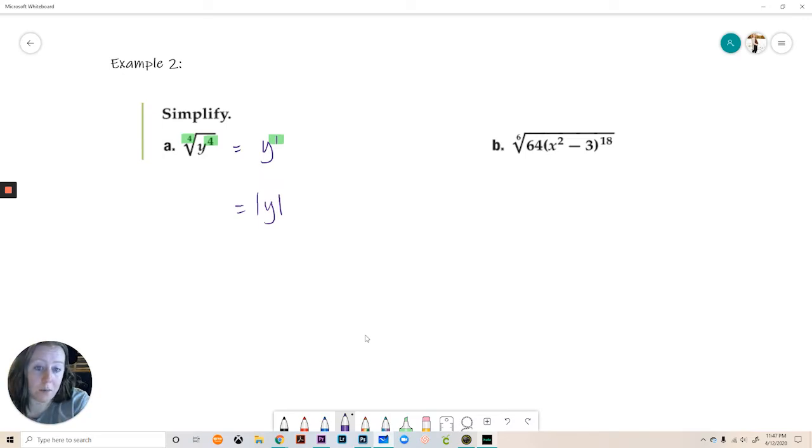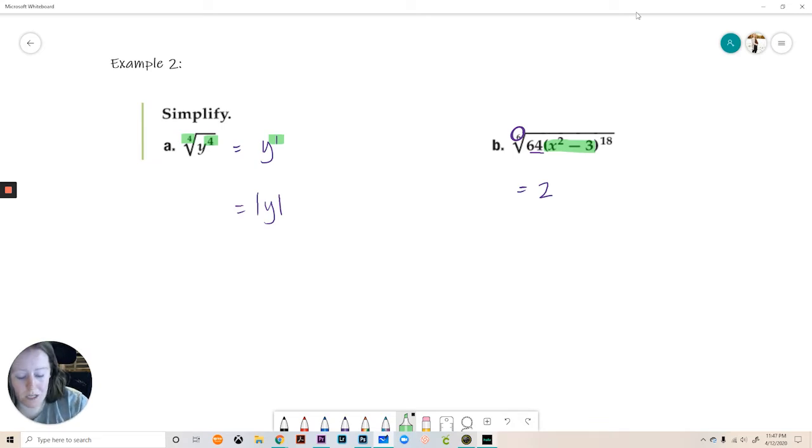So for example, part B, I'm going to just focus on taking the sixth root of all of these pieces here. So I'm taking an even root. Okay, I'm going to focus on the 64 because it doesn't have anything else going on with it. So the sixth root of 64 is going to be 2, and we can just leave that standard. But then we've got this chunk here, this x squared minus 3 is all to the 18th power. So if we're taking the sixth root of something to the 18th, 18 is also even. So this is one of those scenarios where we would use absolute values.